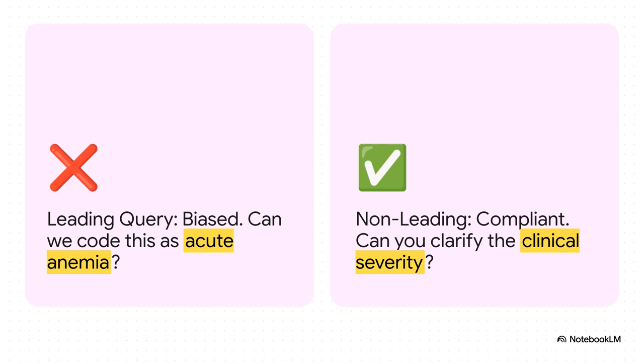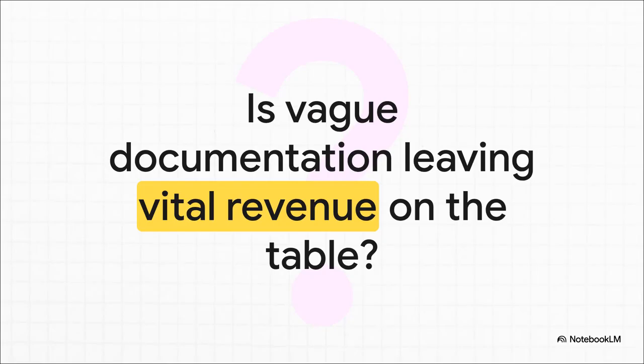Instead, a compliant, non-leading query simply presents the clinical evidence and asks the physician to clarify the severity completely on their own terms. We've basically built the DRG from the principal diagnosis all the way to the CDI query. Accurate coding is a direct mathematical reflection of clinical care. So I want to leave you with this final provocative thought. Is vague documentation leaving your hospital's revenue on the table? A single missed word or missed POA indicator can change a chart by thousands of dollars and instantly trigger compliance audits. Thank you so much for joining me on this deep dive into IPDRG.